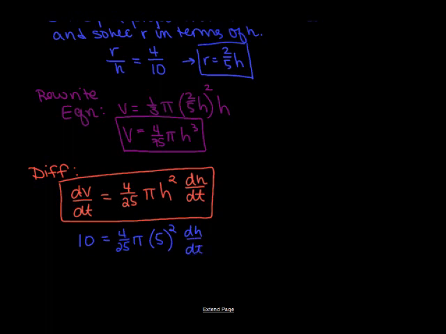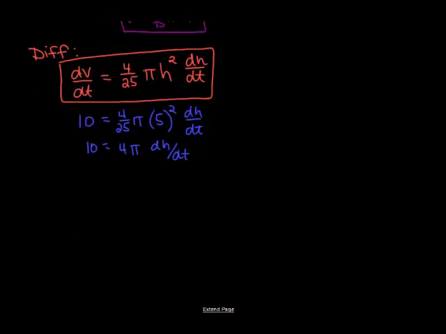Okay, so now solving. We've got 5 squared is 25, which cancels out the 25 in our denominator. So now we just have 10 is equal to 4 pi times dh/dt. And then we can say that dh/dt is equal to 10 divided by 4 pi. And that will give you approximately 0.796. And we're looking at a change of height with respect to time, so it's going to be 0.796. Our units were feet per, our unit of time was in minutes.